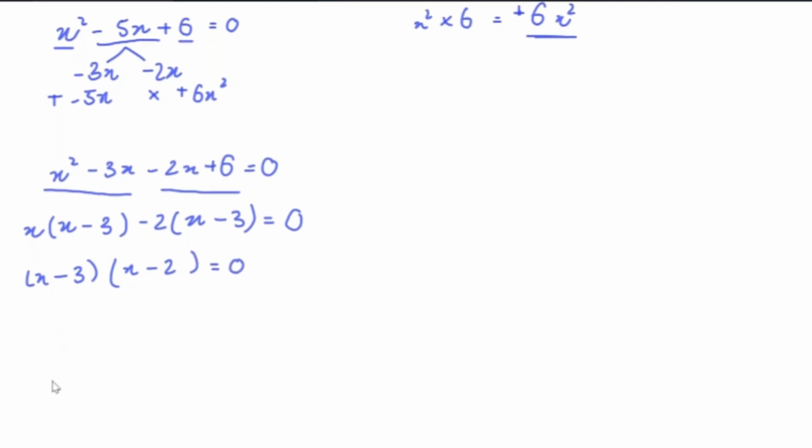And now see, this equation basically means that if we multiply these two, we get 0. This means either of these two has to be 0. So we have two options here: either x minus 3 is equal to 0 or x minus 2 is equal to 0. And from here we have two possible values of x: we have 3, and we have 2.